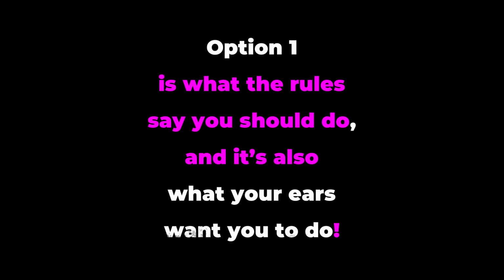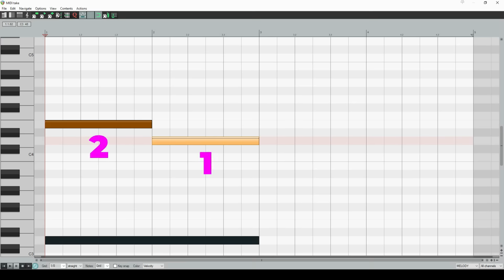Option 1 is what the rules say you should do, and it's also what your ears want you to do. And that's why most songwriters and producers instinctively use option 1 every time. But that is so boring. Great music is all about the other two options.